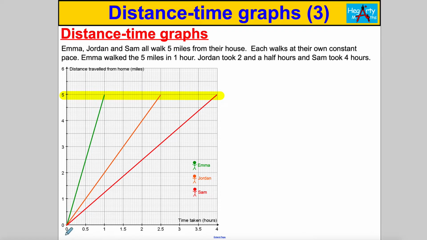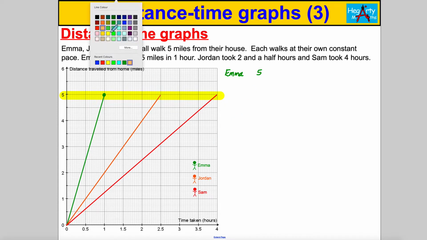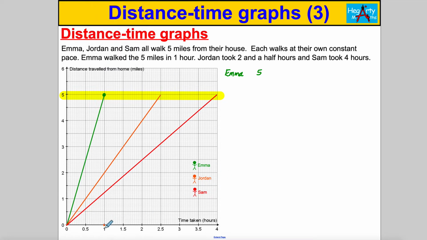I'll show you why. Remember the gradient, one of the meanings of the gradient is how far you go up for every unit you go across one. So for Emma, if I go across one whole unit here, 1 hour, I go up 5 miles. So for Emma, the gradient is 5. What about for Jordan? Well, as we go across 1 for Jordan, we go up 2. So for Jordan, the gradient of his line is actually 2. And lastly, for Sam, well, as I go across 1 for Sam, it looks like halfway between 1 and 1.5, and halfway between 1 and 1.5 would be 1.25. So it looks like that has a gradient of 1.25.